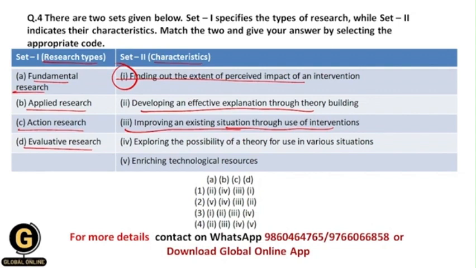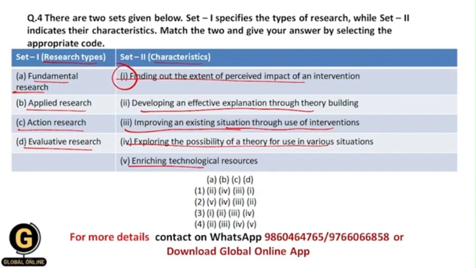Okay, exploring the possibility of a theory for use in various situations. It means that whenever you are doing any research process to solve any research problem, then in that situation you are going to apply some theory or principle or laws, so that you will get easily the results of your research. Okay, and enriching technological resources.